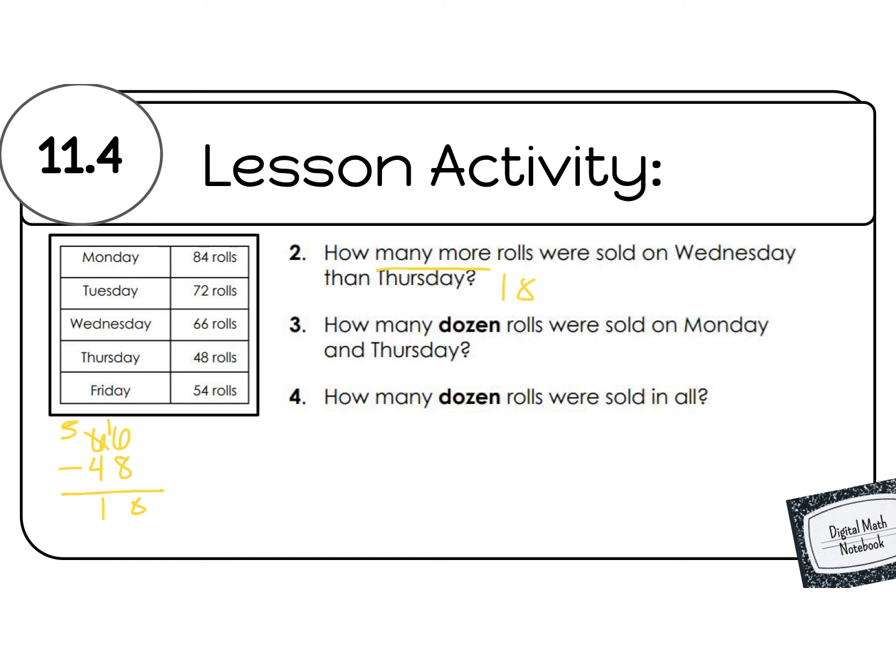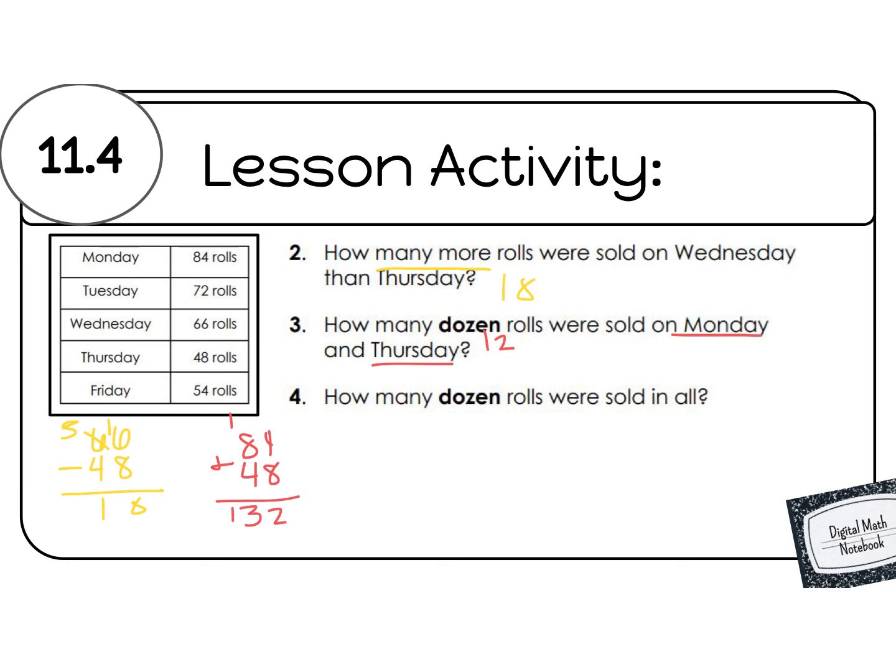Question number 3 says, how many dozen rolls were sold on Monday and Thursday? Well, let's see. A dozen means 12. So first off, we need Monday and Thursday, and then we'll find how many dozen. So on Monday, we sold 84. On Thursday, we sold 48. Oops, let me erase that and fix it. 48. And let's add them together. 8 plus 4 is 12, and 8 plus 4 is 12, plus 1 is 13. So he sold 132 rolls.